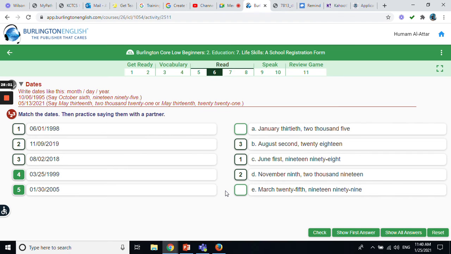Number four, Ascendi. Number four is E. March 25th, 1999. Good. And the last one, January 30th, 2005. Very good. All of our answers are correct.